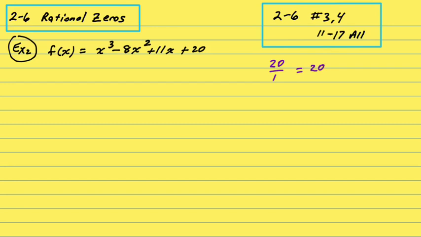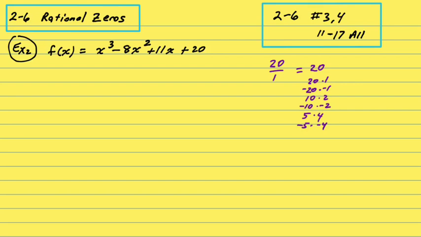20. Can you list factors of 20? How would I get 20? 20 times 1, negative 20 times negative 1. 10 times 2, negative 10 times negative 2. 3 does not go into 20. Does 4? 5 times 4, negative 5 times negative 4.